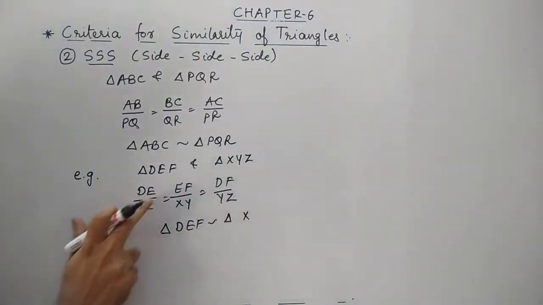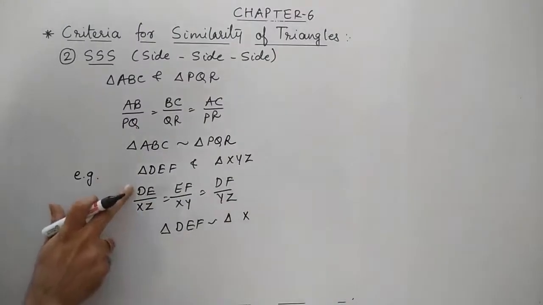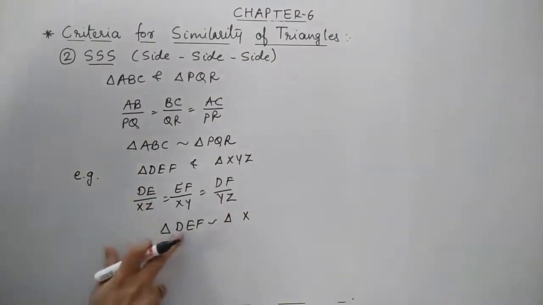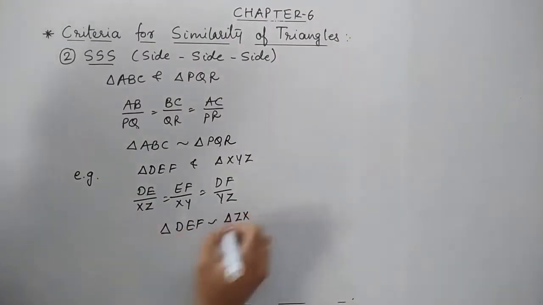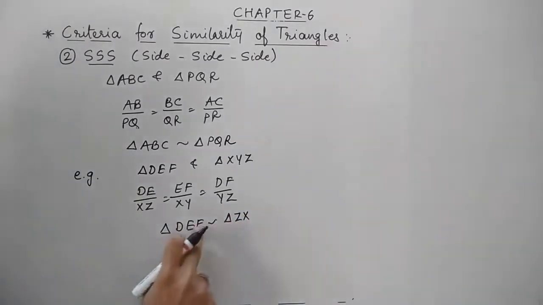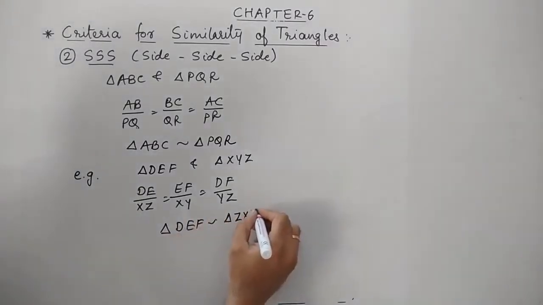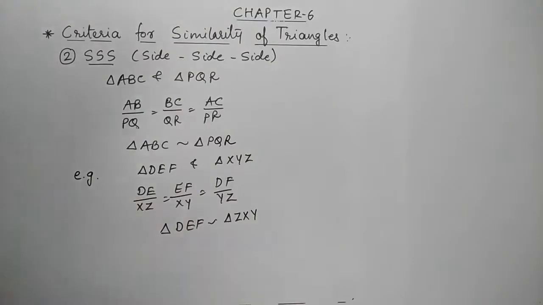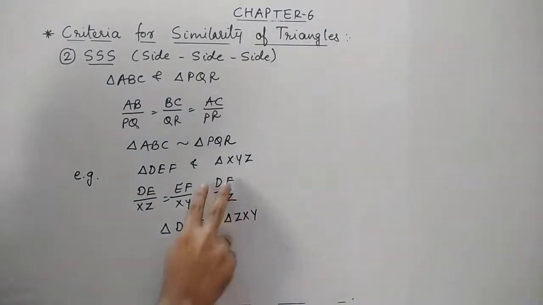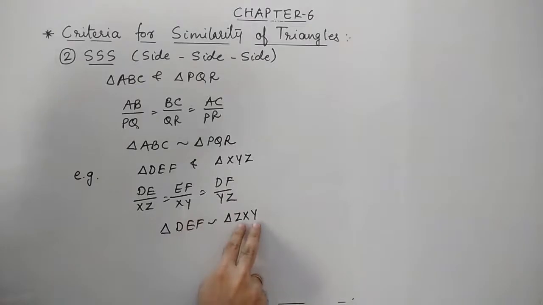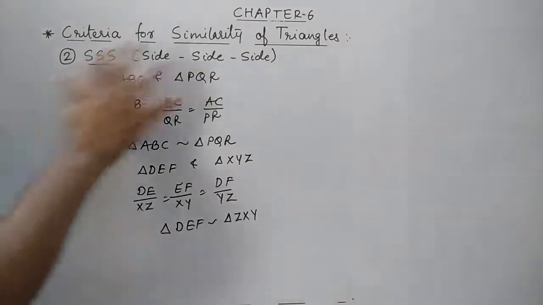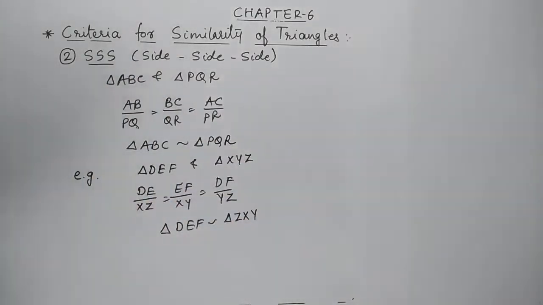Now as E corresponds with X, you can see that D corresponds with Z. D is first, so Z comes first. So automatically F corresponds with Y. Now you observe this: DE upon XZ, EF upon XY, is DF upon YZ. So it is very important to understand this criteria.